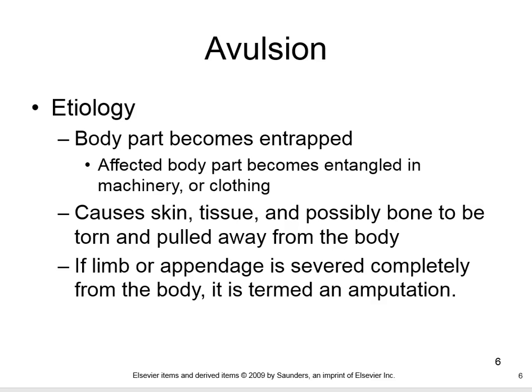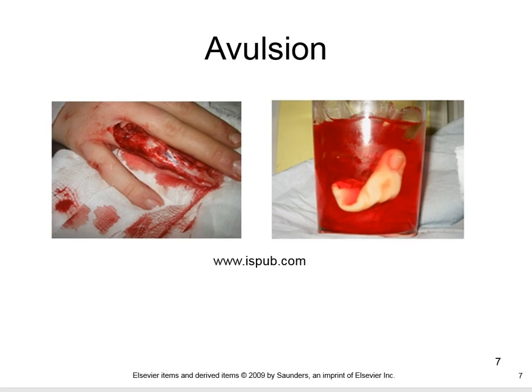If a limb or appendage is severed completely from the body, it is termed an amputation. This is an example of an avulsion. This is a 22-year-old female who had avulsed the skin off of her right ring finger while attempting to jump over a spiked fence. Her ring caught on the spike. So that's a finger that had been torn off.